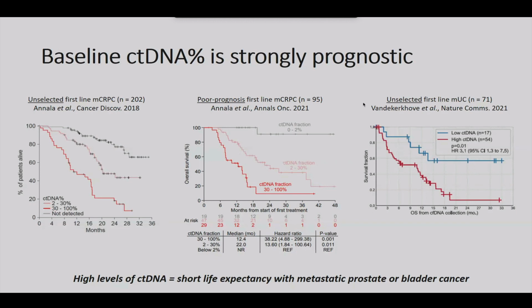And on the right-hand side is a bladder cancer cohort, first-line metastatic UC. Most of these patients were subsequently treated with platinum, but again, you can see a big split between high and low ctDNA. So I think the take-home message is that high levels of ctDNA in a patient with metastatic cancer, probably in general, means short life expectancy.